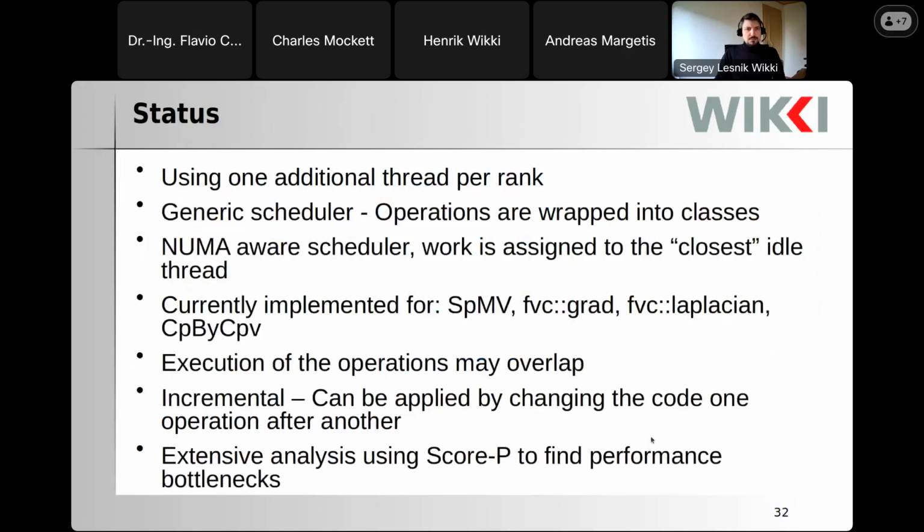Okay, next slide. Status. What we have here is a version where we can do load balancing with one additional thread per rank. The scheduler is generic, and it sees the operations as wrapped classes. The scheduler is NUMA aware, so it will assign the closest CPU to some work by looking in hwloc and finding out, because that knows all of the cache hierarchies on your CPU. So it leverages all of that.